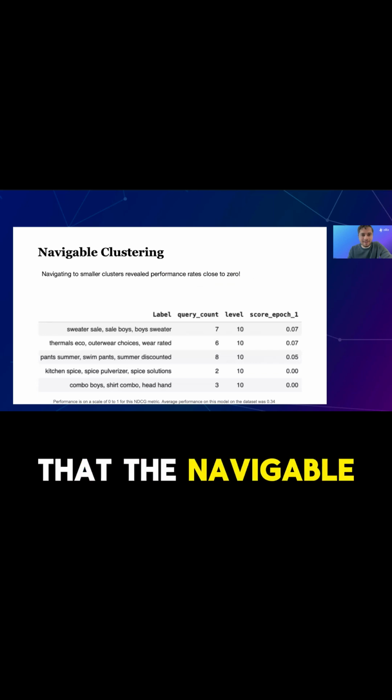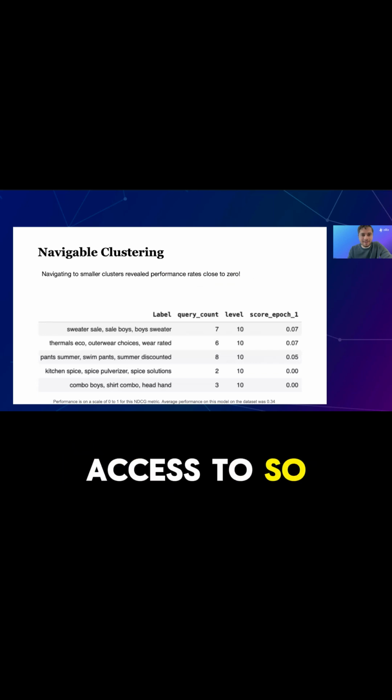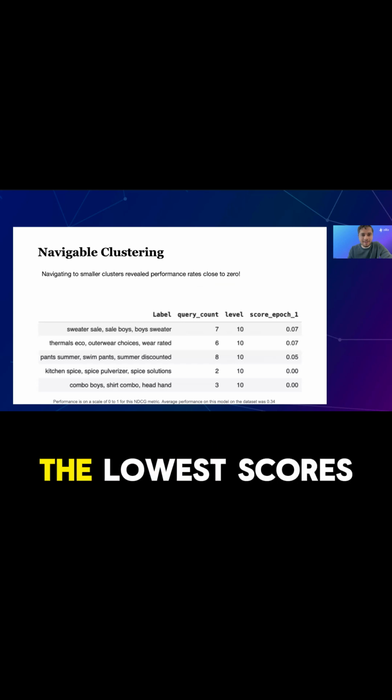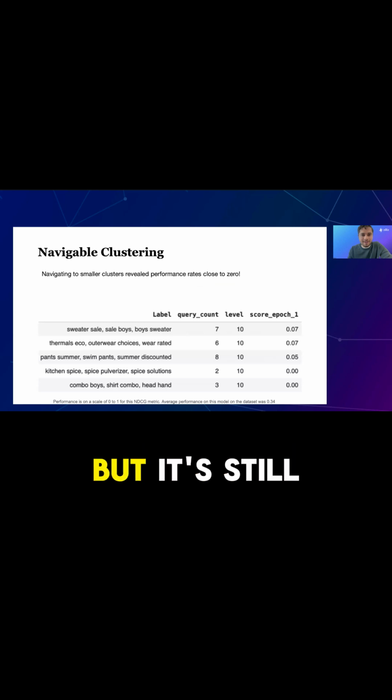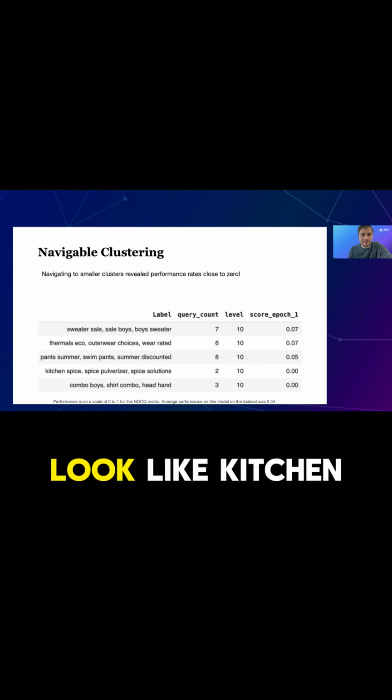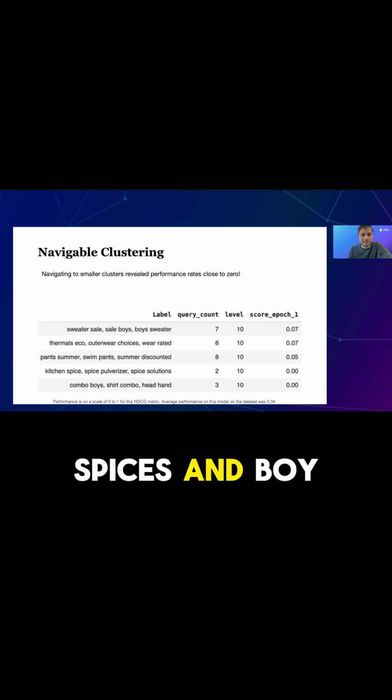Other things that the navigable clustering gives you access to. So we talked about how the heat map helps you to focus on what's important to you in the data set. In this case, we sorted for what were genuinely the lowest scores, regardless of the size of the cluster. So here the clusters are smaller, but it's still important to know that kitchen spices and boys sweaters perform close to 0.